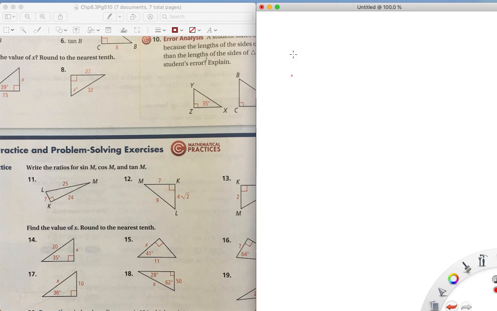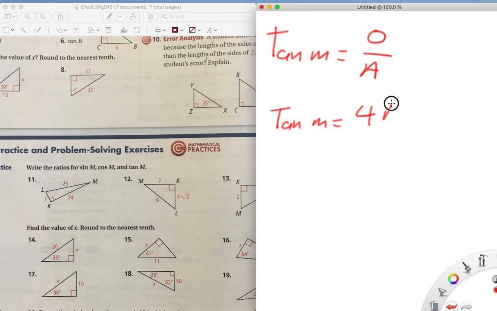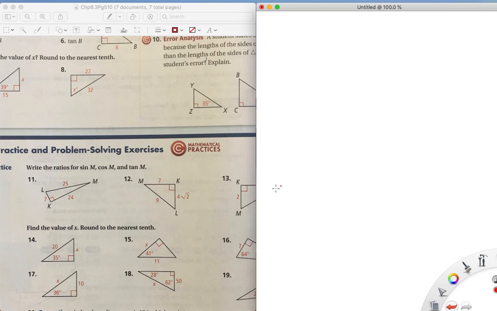When we talk about the tangent of m in question number 12, tangent is the TOA, or opposite over adjacent. In the case of this, tangent of m is going to be 4 times the square root of 2 over the adjacent, which is 7. So 4 root 2 over 7, that's my trigonometric ratio for tangent of m. Number 14.